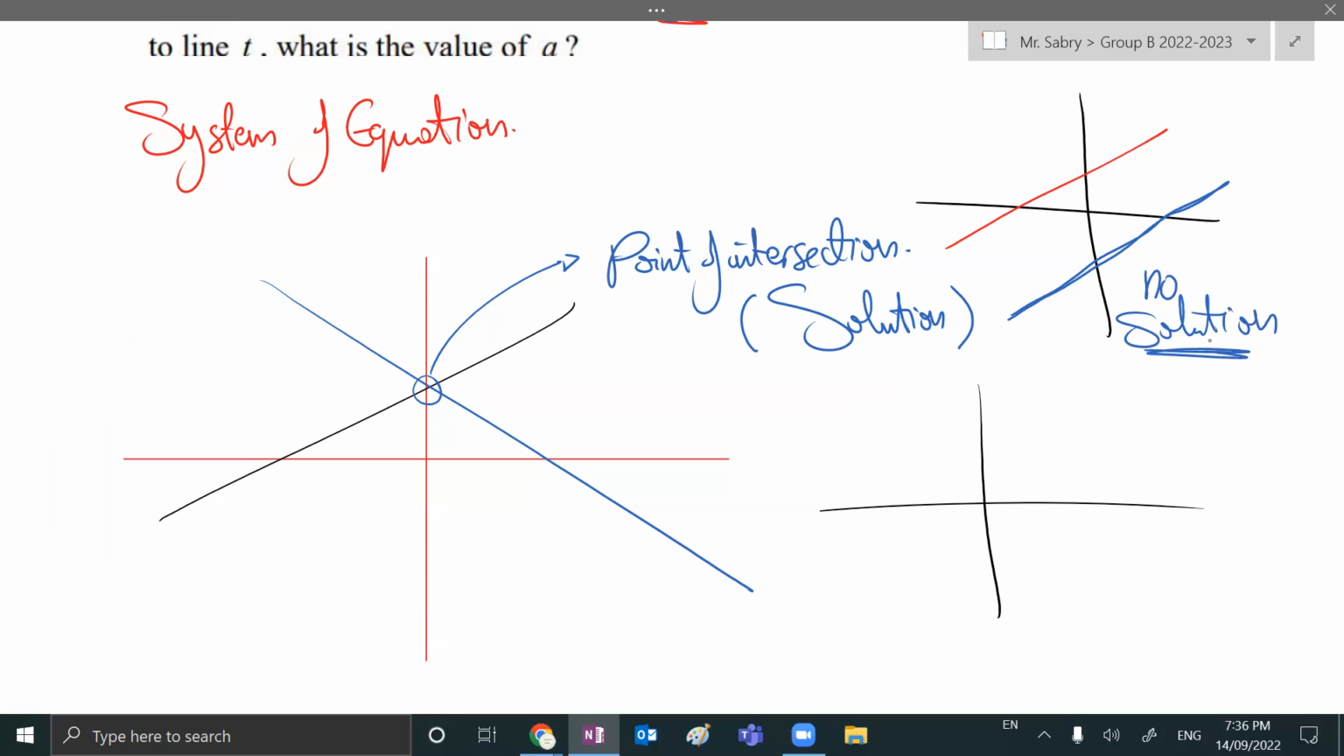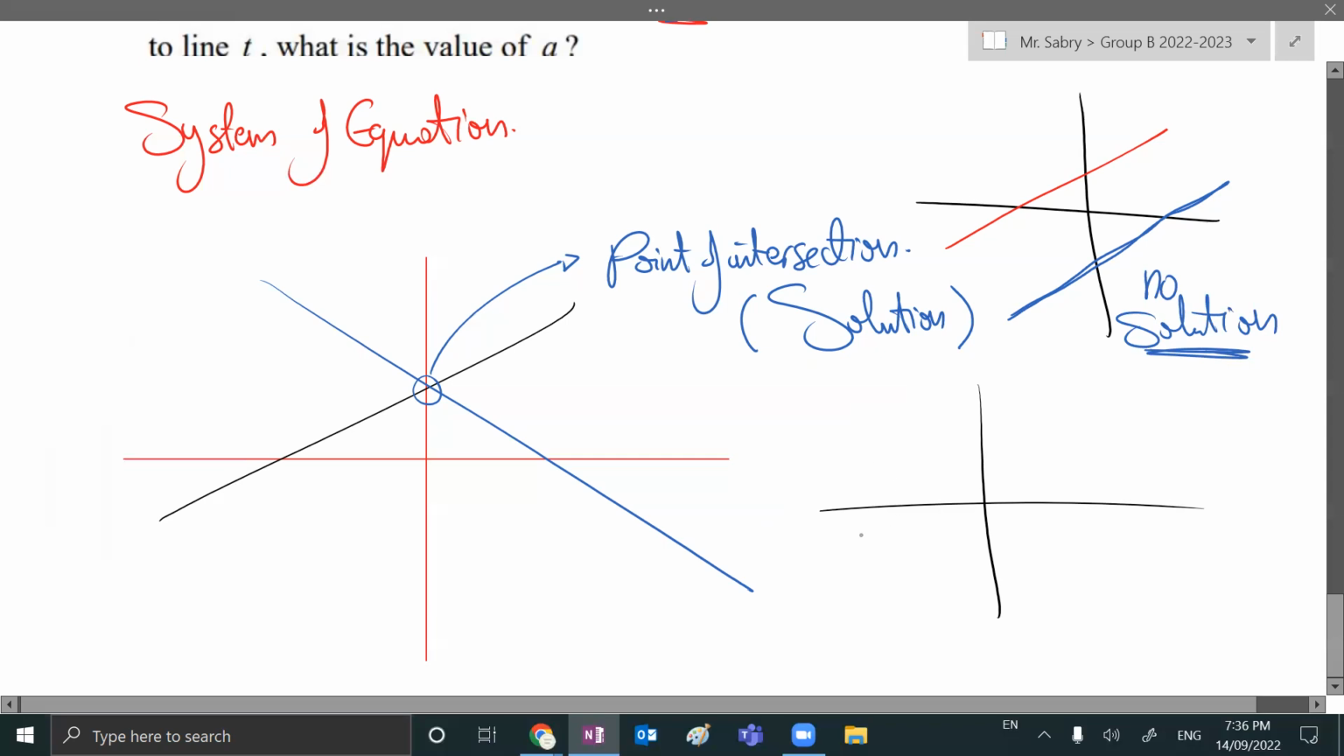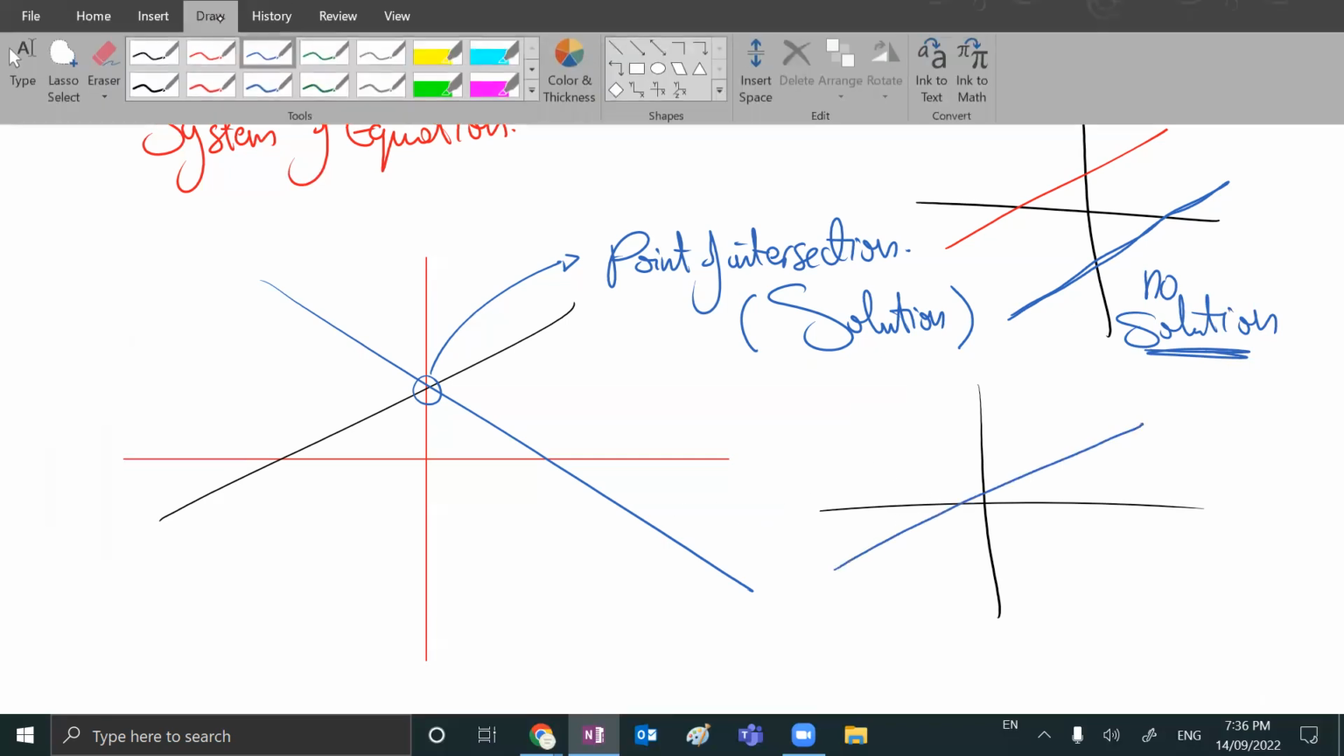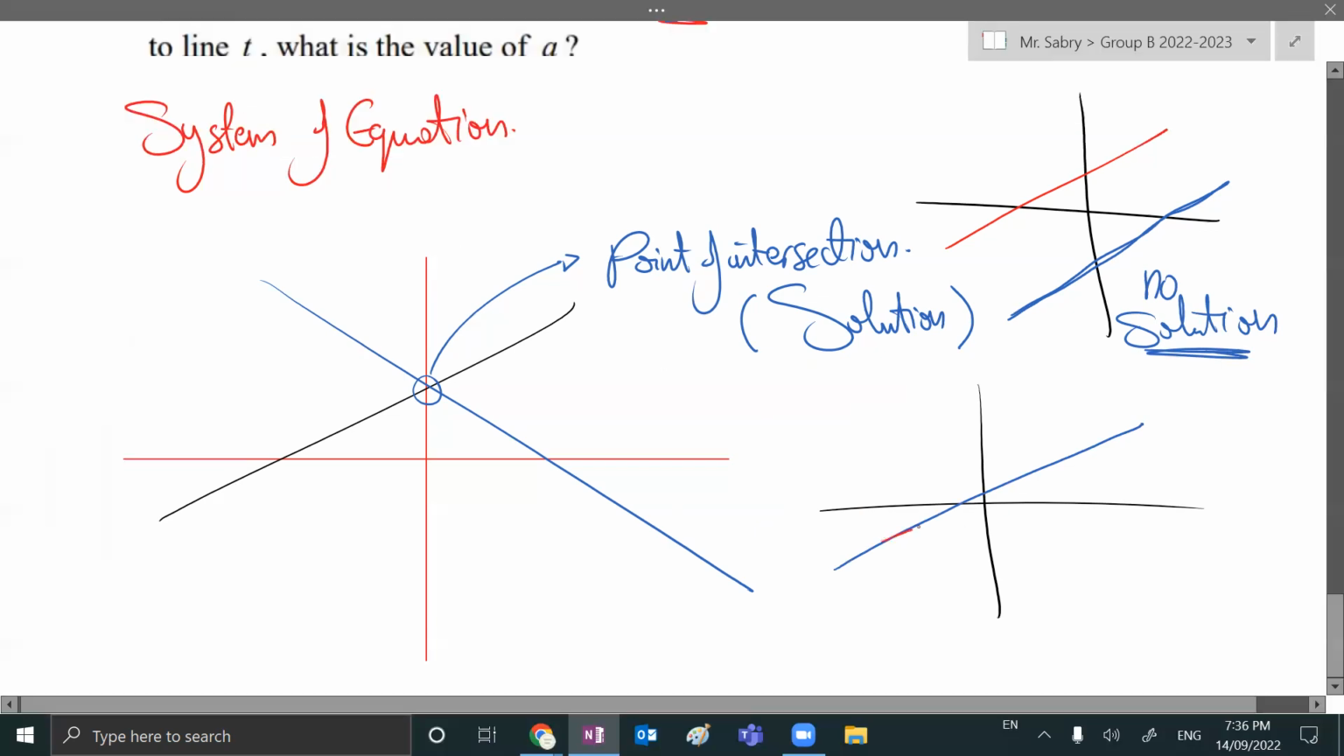point of intersection. While in another case, I could have a line graphed this way, and then the other line is exactly the same line graphed over it. In this case, each point on both lines is considered a solution for the system, which means this case has infinitely many solutions.